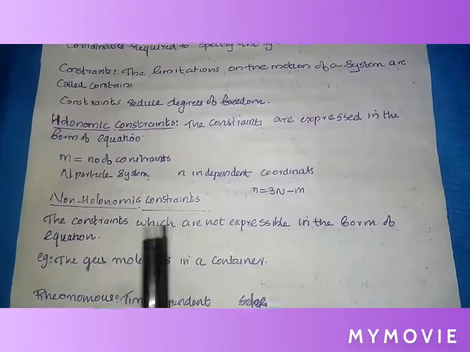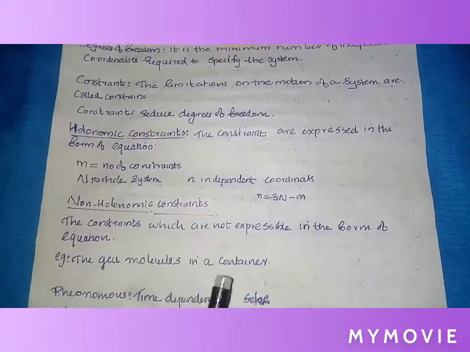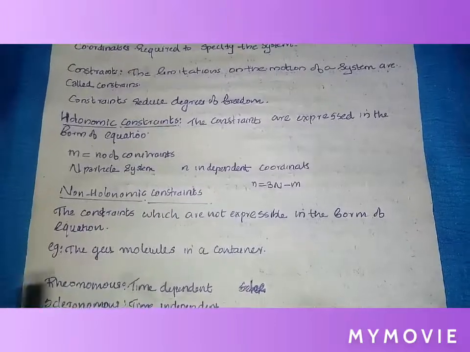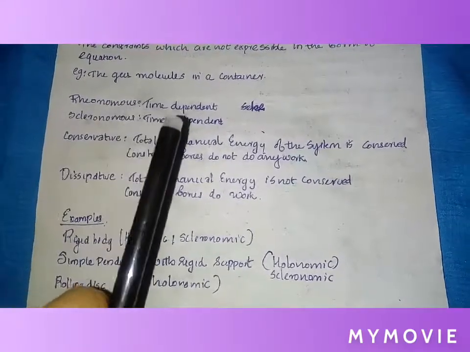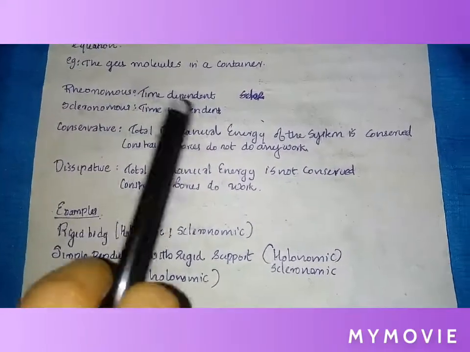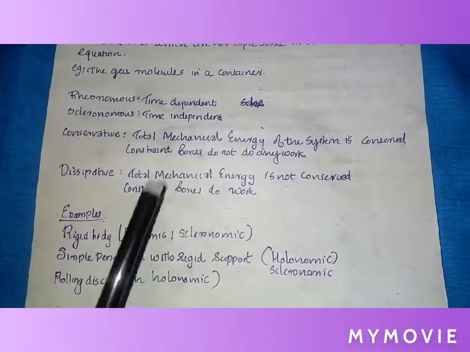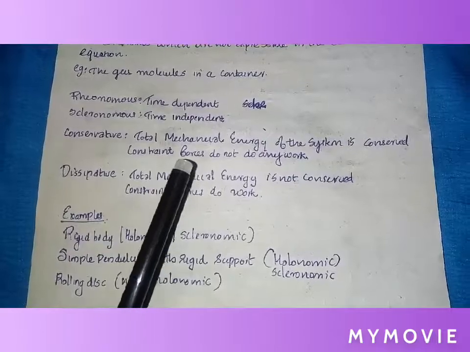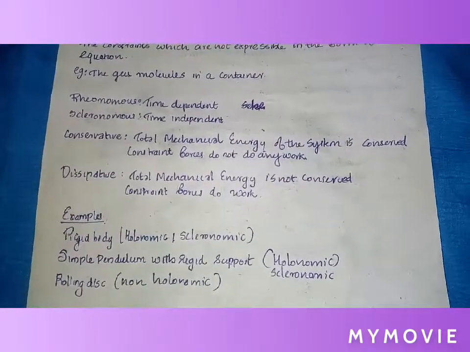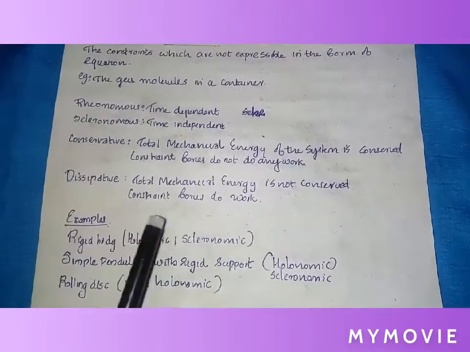Non-holonomic constraints means the constraints which are not expressible in the form of equations. The gas molecules in a container cannot be expressed in the form of equations, so it is a non-holonomic constraint. Rheonomous means time-dependent constraints. Scleronomous means time-independent. Conservative means the total mechanical energy of the system is conserved, and constraint forces do not do any work. Dissipative means total mechanical energy is not conserved, and constraint forces do work.